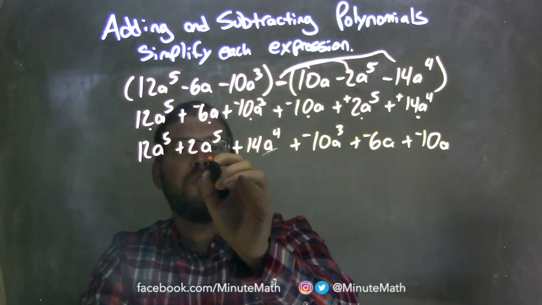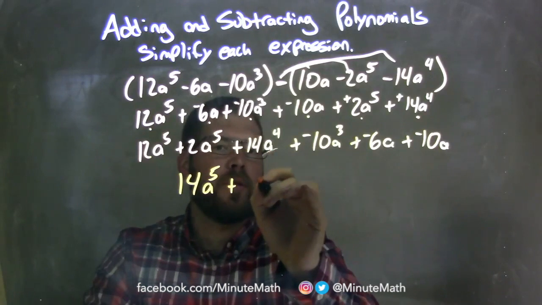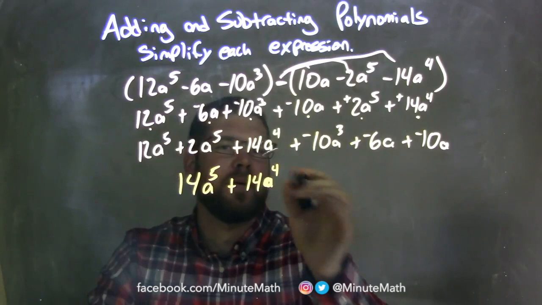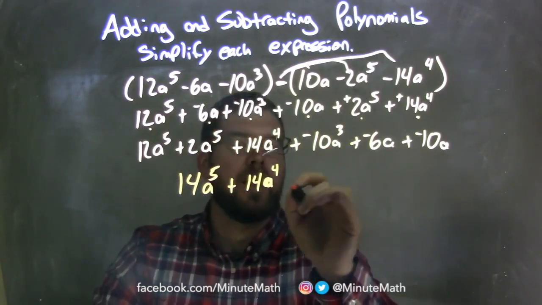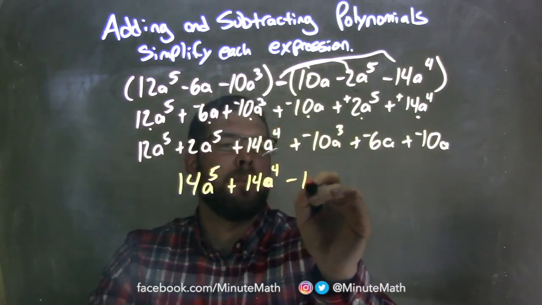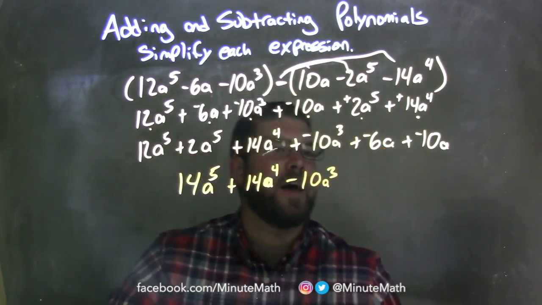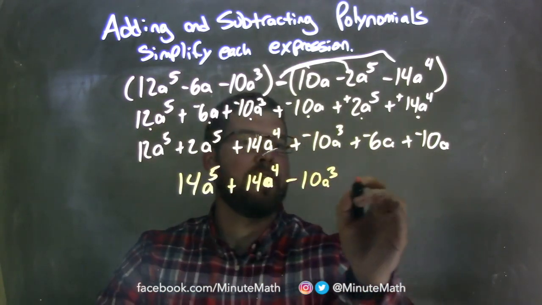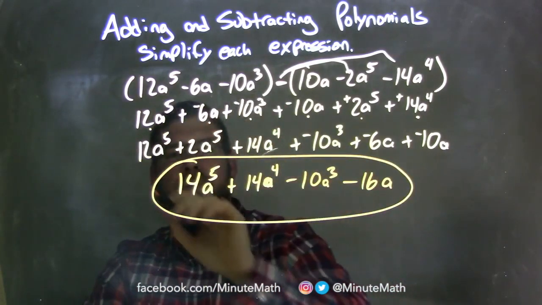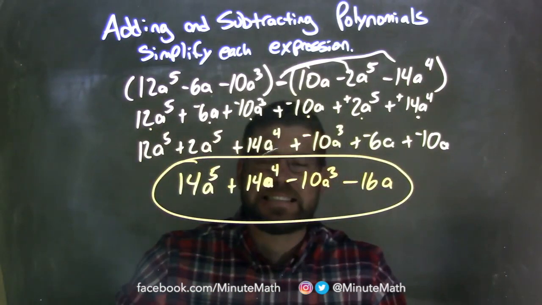12a to the fifth plus 2a to the fifth is 14a to the fifth, plus, there's no other a to the fourth power, so we have 14a to the fourth. Okay, that's an a. I'm not raising it. And then this plus negative 10a to the third, nothing to combine it with, so we can rewrite that to be minus, our subtraction, right? 10a to the third. And then negative 6a plus negative 10a is a negative 16a, so that's a minus 16a. And so now we have our final answer here: 14a to the fifth plus 14a to the fourth minus 10a to the third minus 16a.